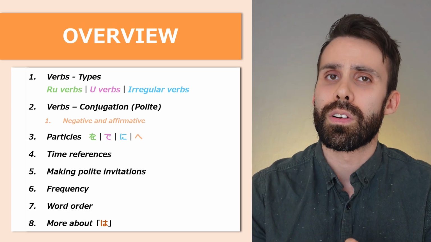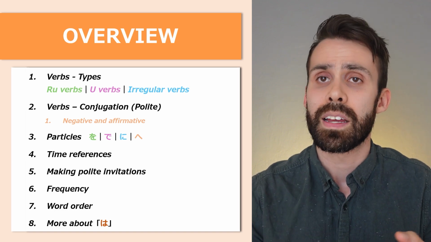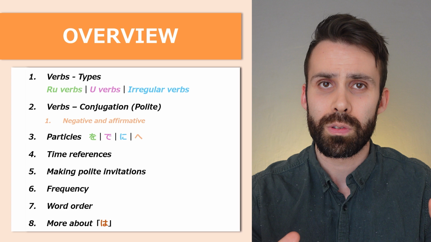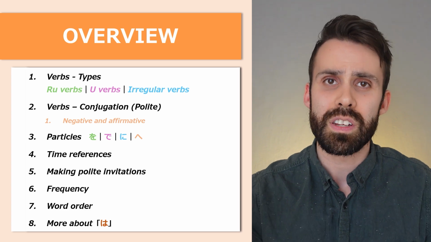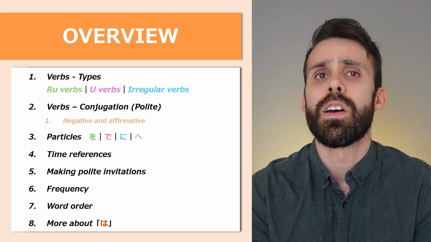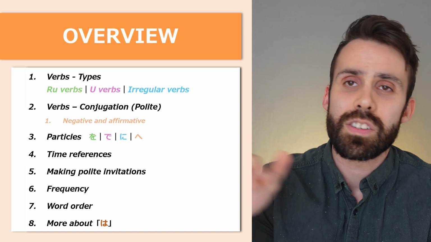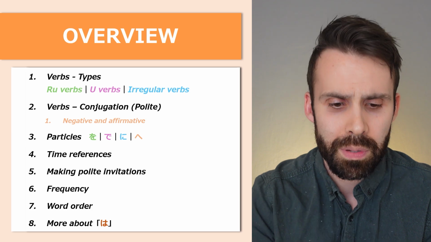Then we're going to learn some particles. We're going to learn o, de, ni, and e. And all of these particles are going to allow us to use these verbs in different contexts to say different things. Then we're going to take a look at time references, saying when something is happening or when something happened.